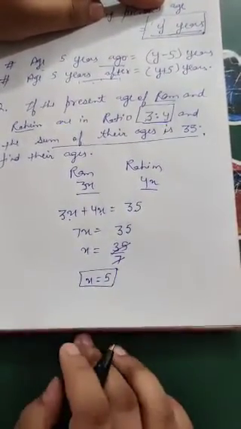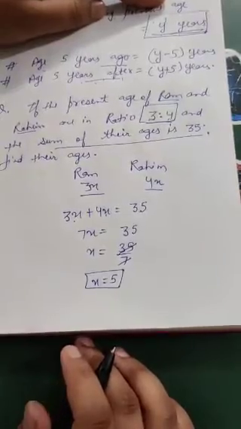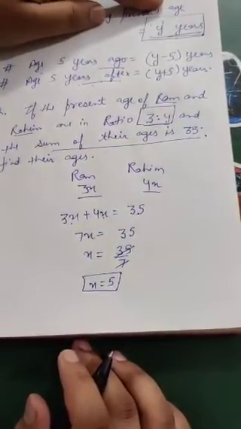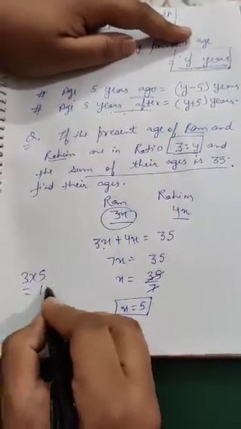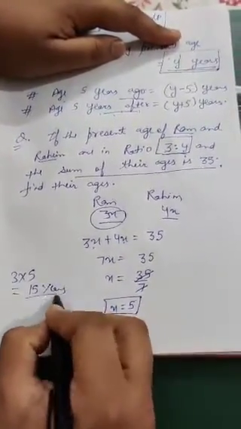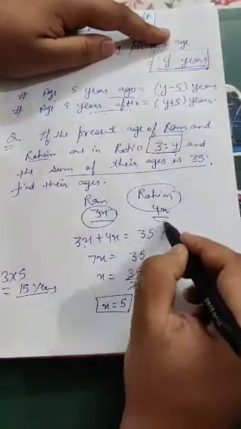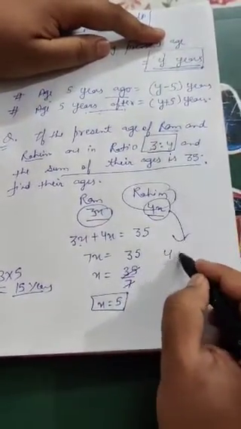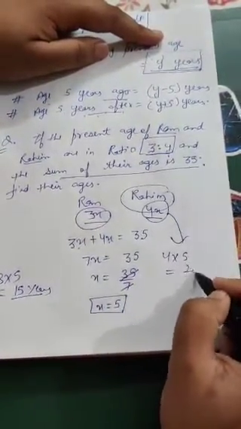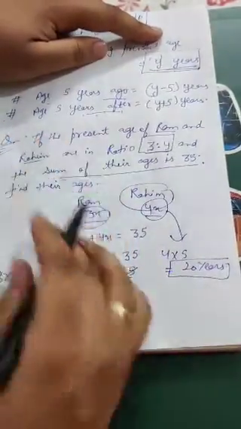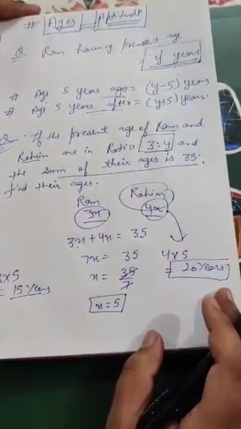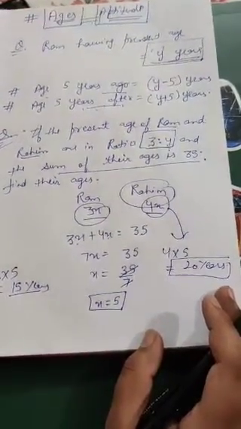The value of x is 5, and we have to find the present ages of Ram and Rahim. The present age of Ram is 3x, so 3 multiplied by 5 is 15 years, and the present age of Rahim is 4x, that is 4 multiplied by 5, that is 20 years. So this is how we do questions based on ratio.